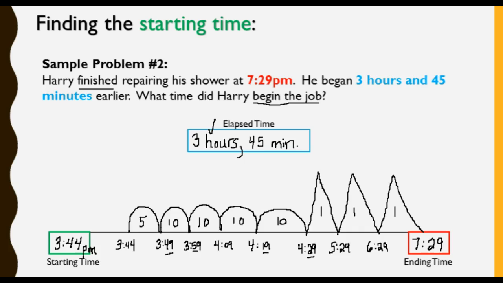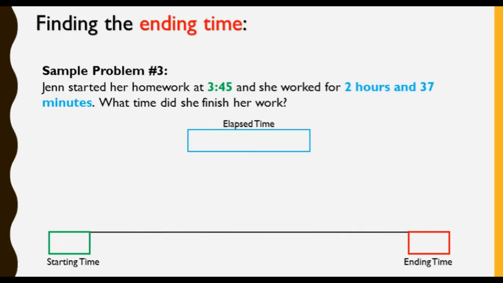Okay, so our final question that we're going to be sampling together is about ending time. Our question says Jen started her homework at 3:45. So she started her homework at 3:45. She worked for 2 hours and 37 minutes. What time did she finish? So we don't know the ending time. We do know the starting time, 3:45.